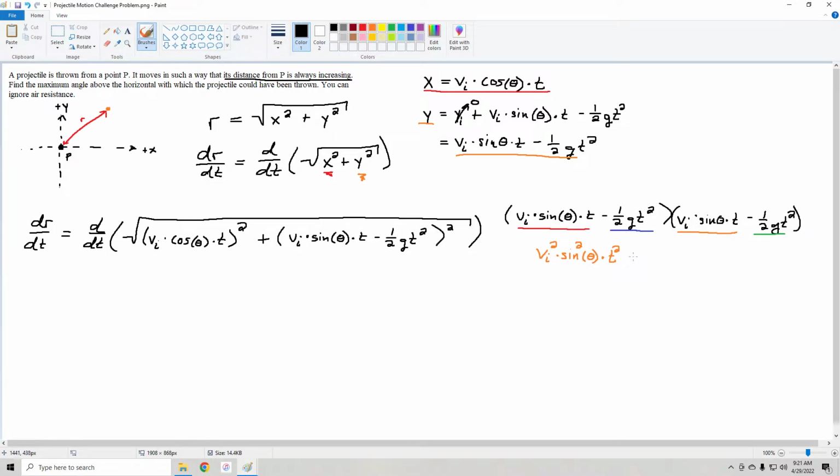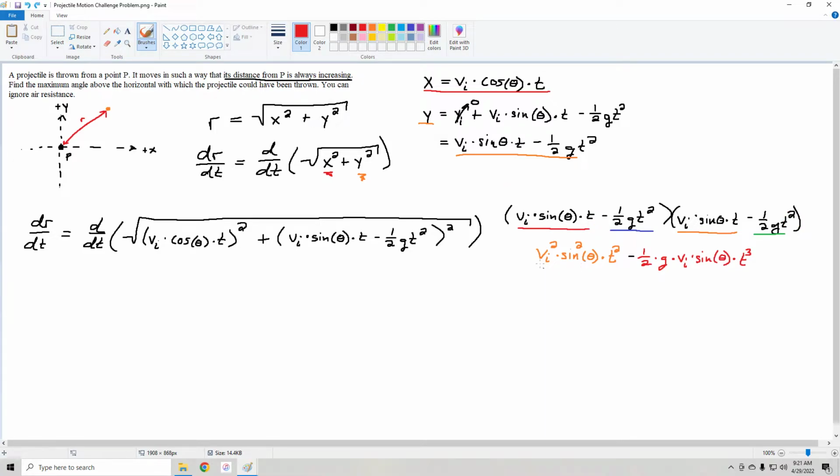We're going to take minus 1/2 times g times v initial times sine of theta times t cubed. Okay? Why t cubed? Well, we've got a t here, and we're multiplying red and green together in the FOIL, and there's a t squared over here too, so we can't forget about that.